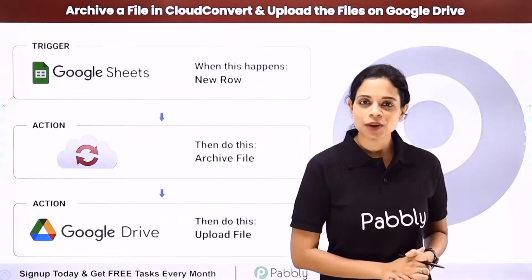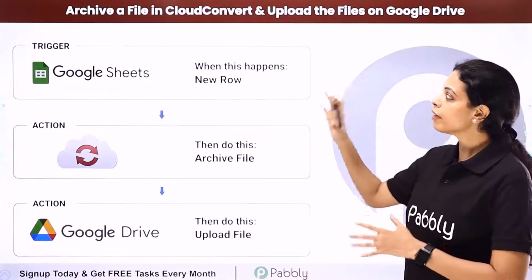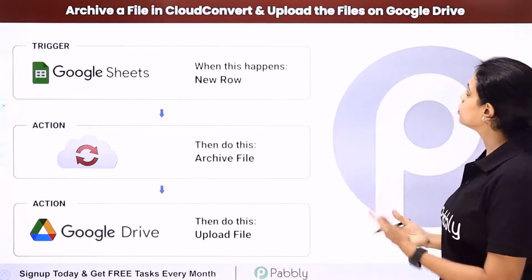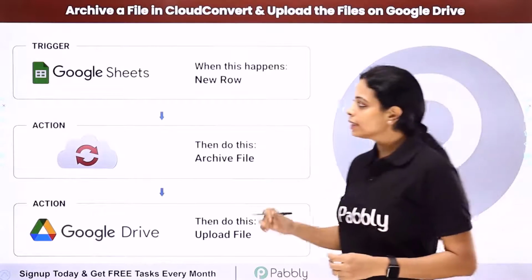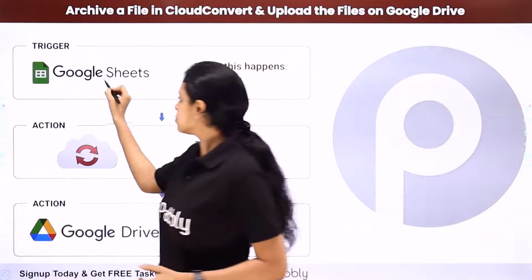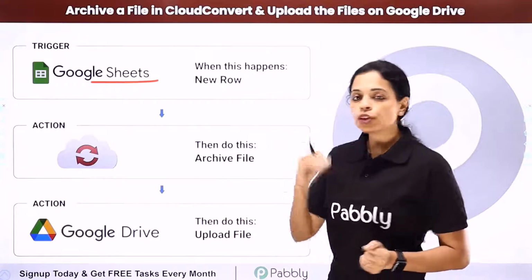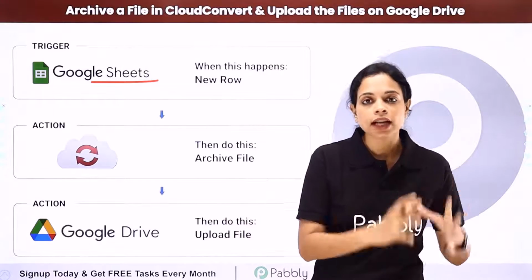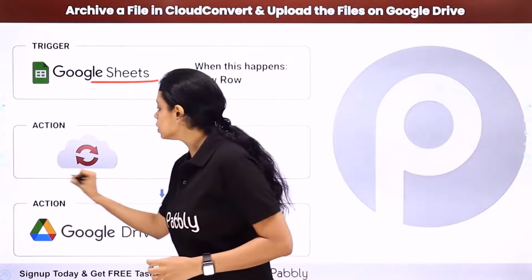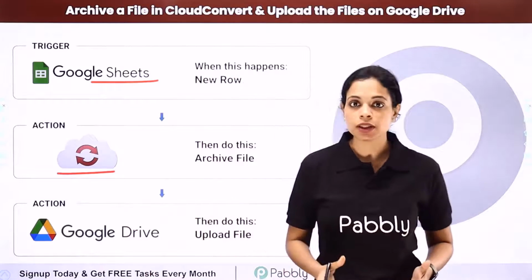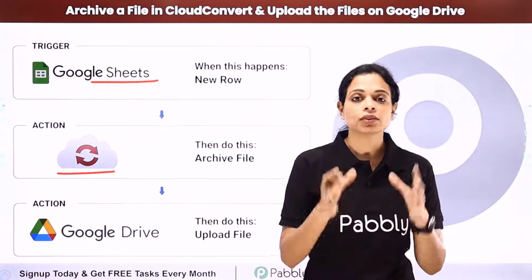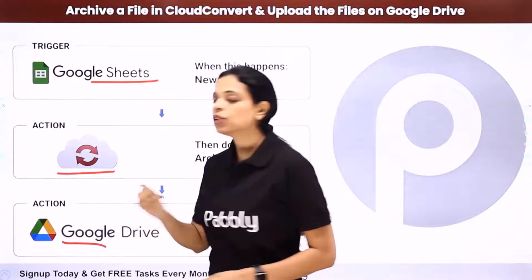In this video, we are going to see how to archive a file in CloudConvert and upload the files on Google Drive. So let's say that you are using Google Sheet as a spreadsheet where you have the URL of all the new files, and then what you want is, first you want to archive these files on CloudConvert, which is an online file converter, and then you want to upload these files on Google Drive. How would you do that?